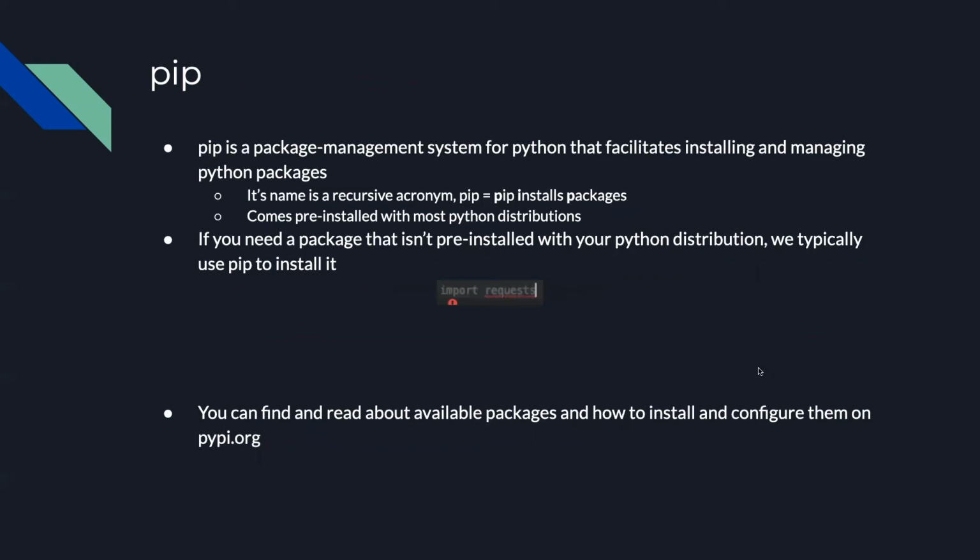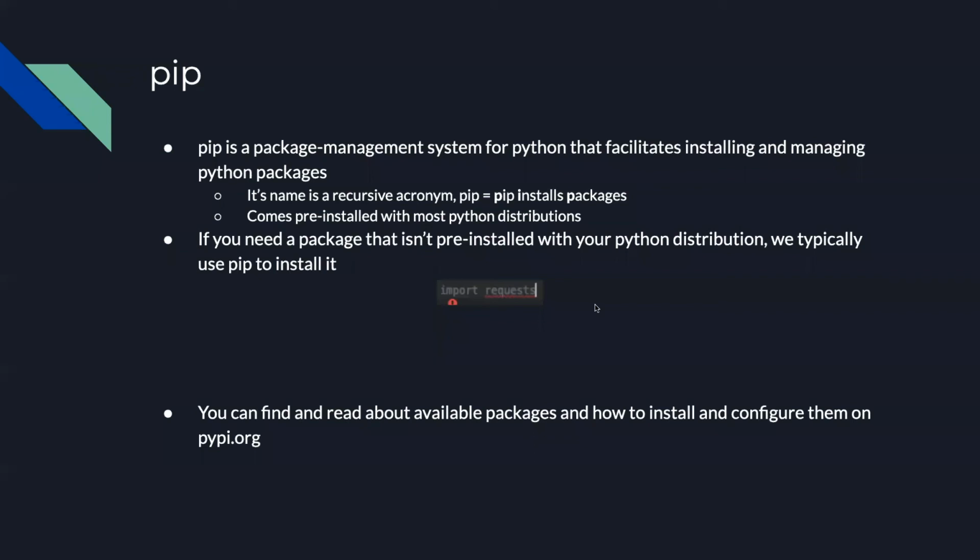So yeah, pip, here it is. Pip is a package management system for Python that facilitates installing and managing Python packages. Its name is a recursive acronym. Pip equals pip installs packages. It comes pre-installed with most Python distributions, but sometimes you'll see a situation where you install Python and then pip isn't installed as well, and you have to install pip separately. There's a way you can install pip using Python, which is kind of interesting. You install pip using Python, and then you install Python packages using pip. I always thought that was interesting, but anyway. So if you need a package that isn't pre-installed with your Python distribution, we use pip to install it.